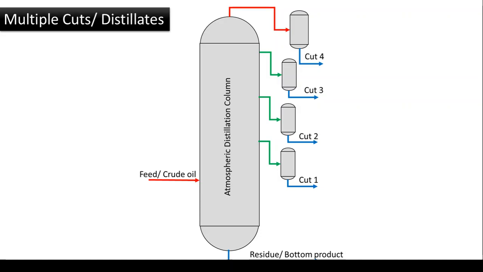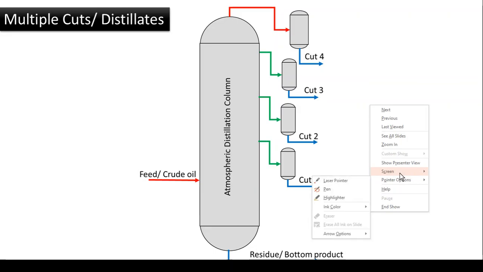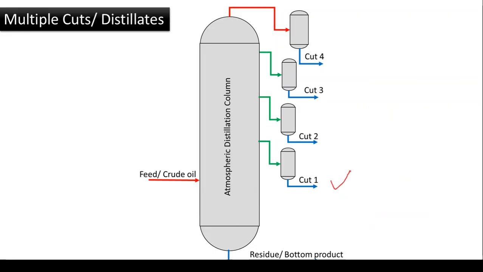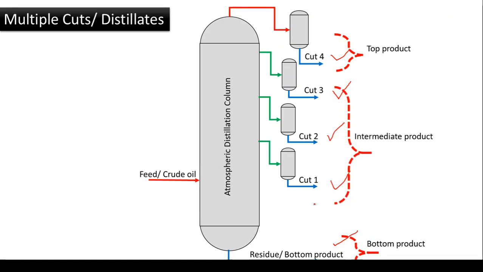So in this diagram, a feed is charged into the atmospheric distillation column, and we can get the first product, called cut 1, as an intermediate, then the next product, cut 2, then cut 3, and the top product, cut 4. Then there is one bottom product, the residue. Sometimes in intermediates there are more than 3 cuts, maybe 4 or 5 cuts. So top products, bottom products, and intermediate products: these are the 3 classifications of products from the atmospheric distillation column.